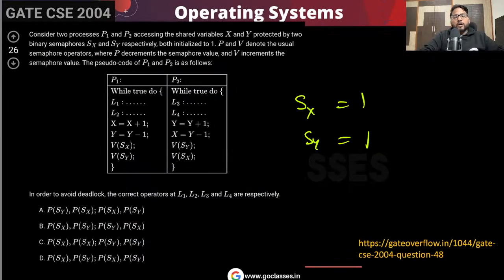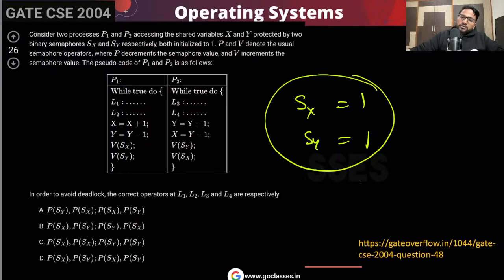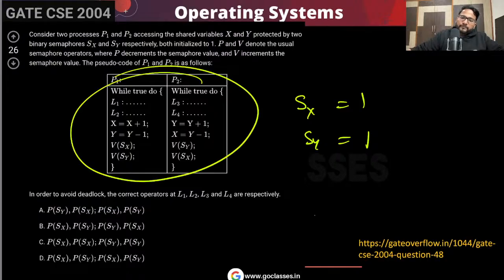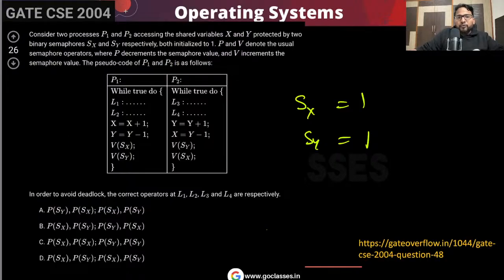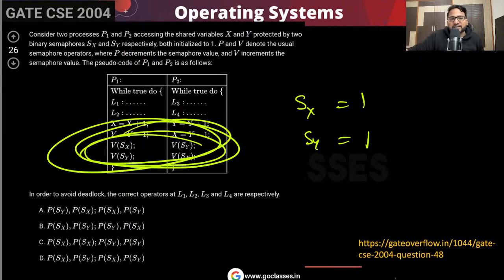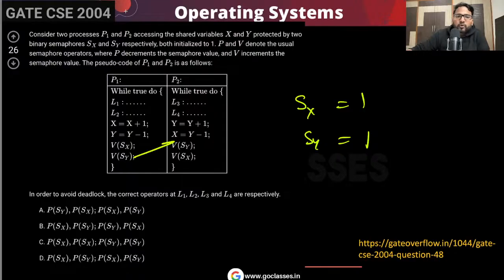Cool. Now let's just solve this question. Here they are saying that two semaphores are being used. Both are being initialized to one. And now, in order to avoid deadlock, the correct operators. See here, even if they have changed this order, if you notice, they have changed this order.